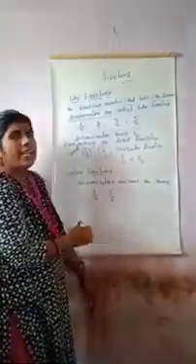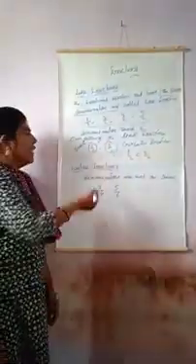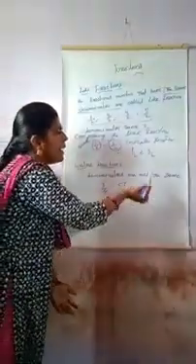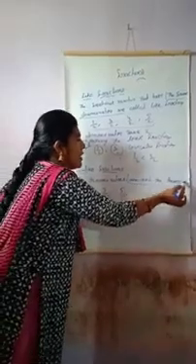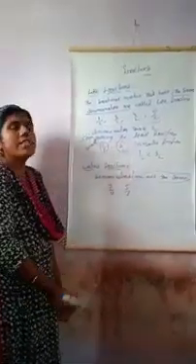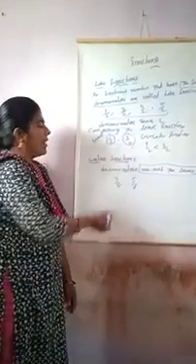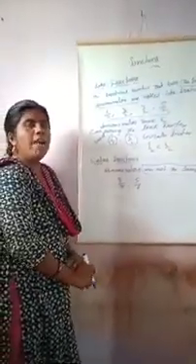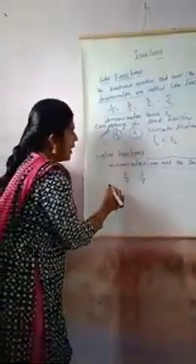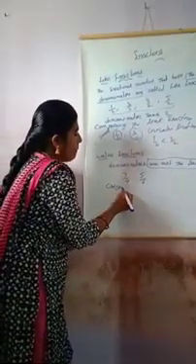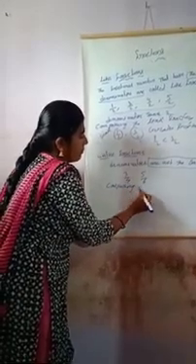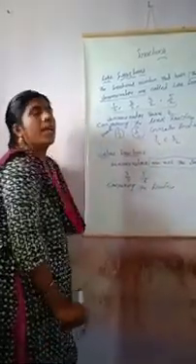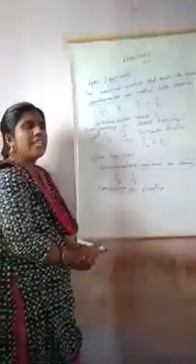Next fraction, unlike fractions. Like fractions have the same denominator. Unlike fractions have denominators that are not the same, for example 3 by 4 and 5 by 6. Comparing these fractions, which fraction is greater?